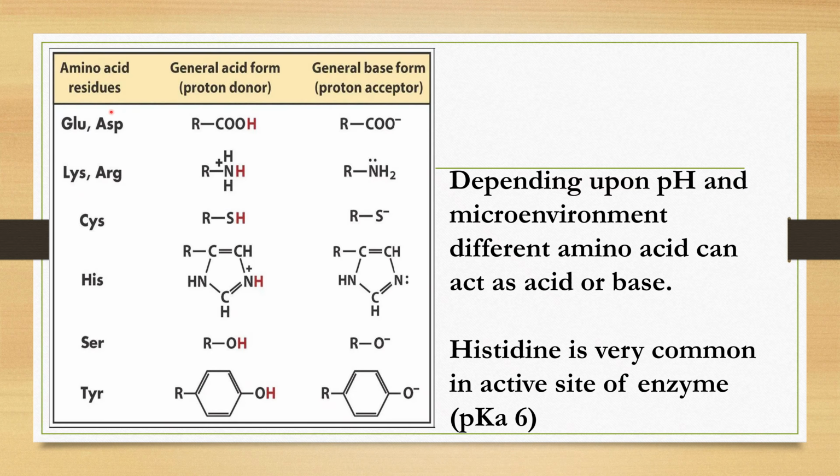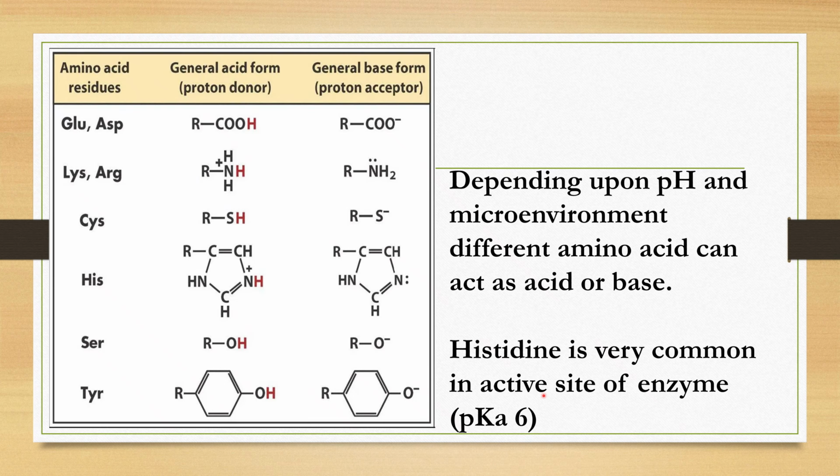Now you can see different amino acids, glutamate, aspartate, right? If it is in the COOH form, it can act as an acid, a proton donor. If it is in this form, it can act as a base, a proton acceptor. So depending on the pH and microenvironment, that is the environment of your active site, different amino acids act as acid and base. Lysine and arginine, if in this form, can act as a proton donor or acid, or in this form, as a proton acceptor, that is, a base.